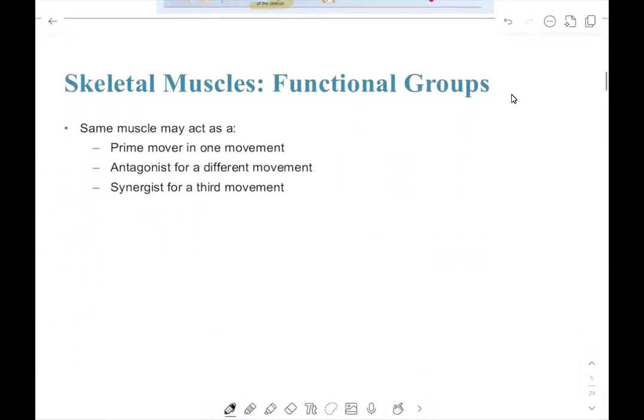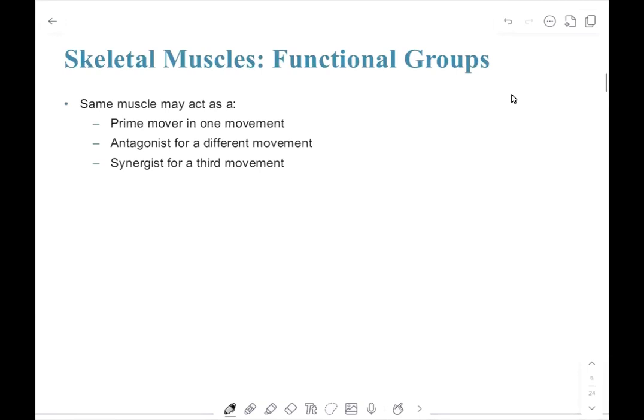So when we look at skeletal muscles, we could kind of think of them like functional groups, or I like to think of them like family. So they all work together. The prime mover, remember, is also going to be called the agonist, and it produces one movement. The antagonist is going to produce the opposing movement, and the synergist produces a third movement.